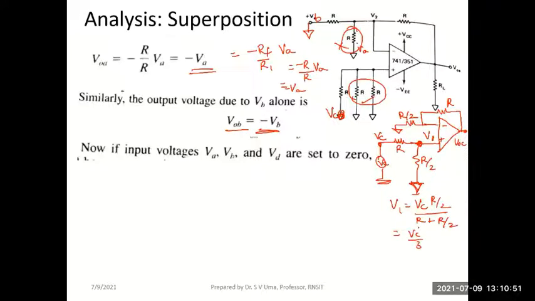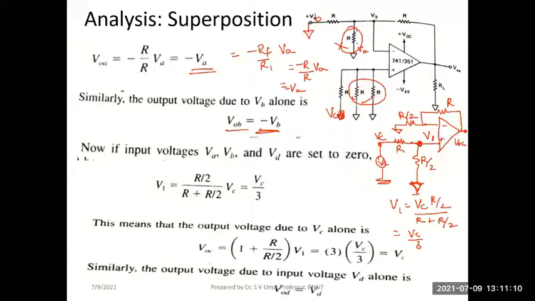We saw when I simplify this, 2R plus R, 3R by 2 and R by 2, I'll have 3 in the denominator. R will cancel out. So what will be the output voltage VOC then? V1 becomes VC by 3. Therefore, the output voltage VOC will be VC by 3 into 1 plus R by 2. Anyway, we'll find the voltage due to VD also.